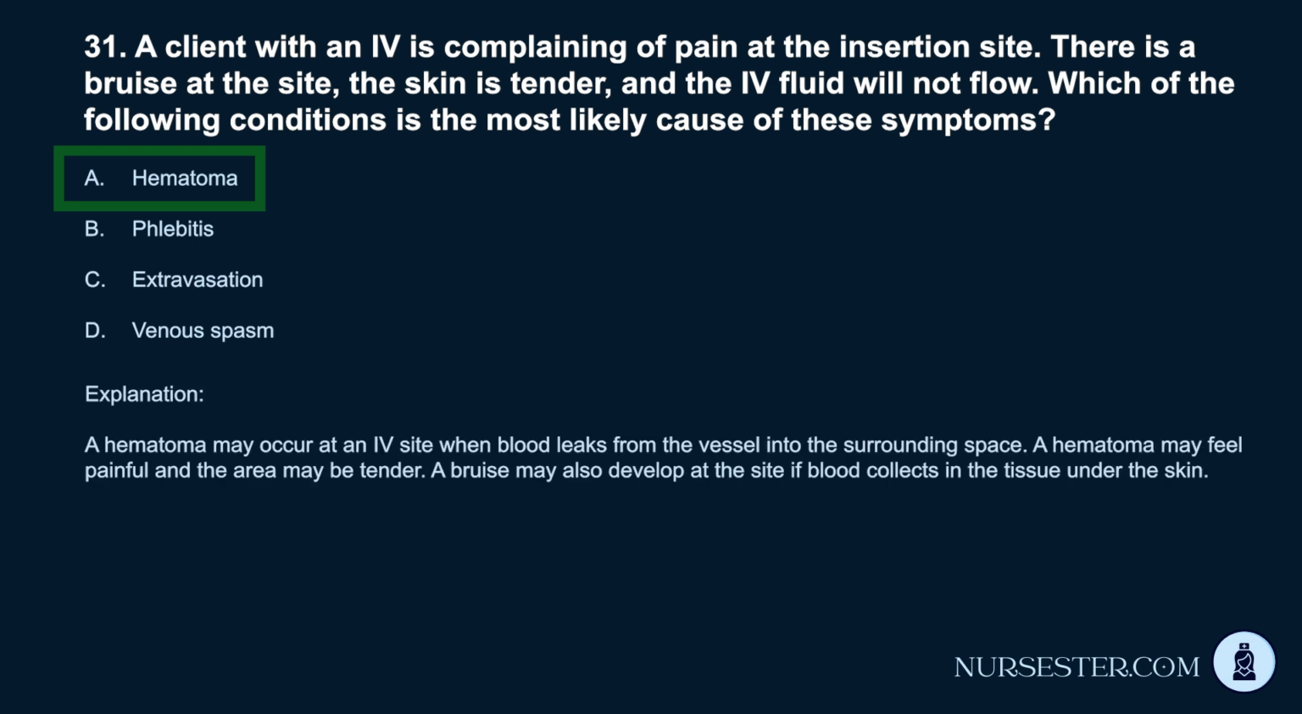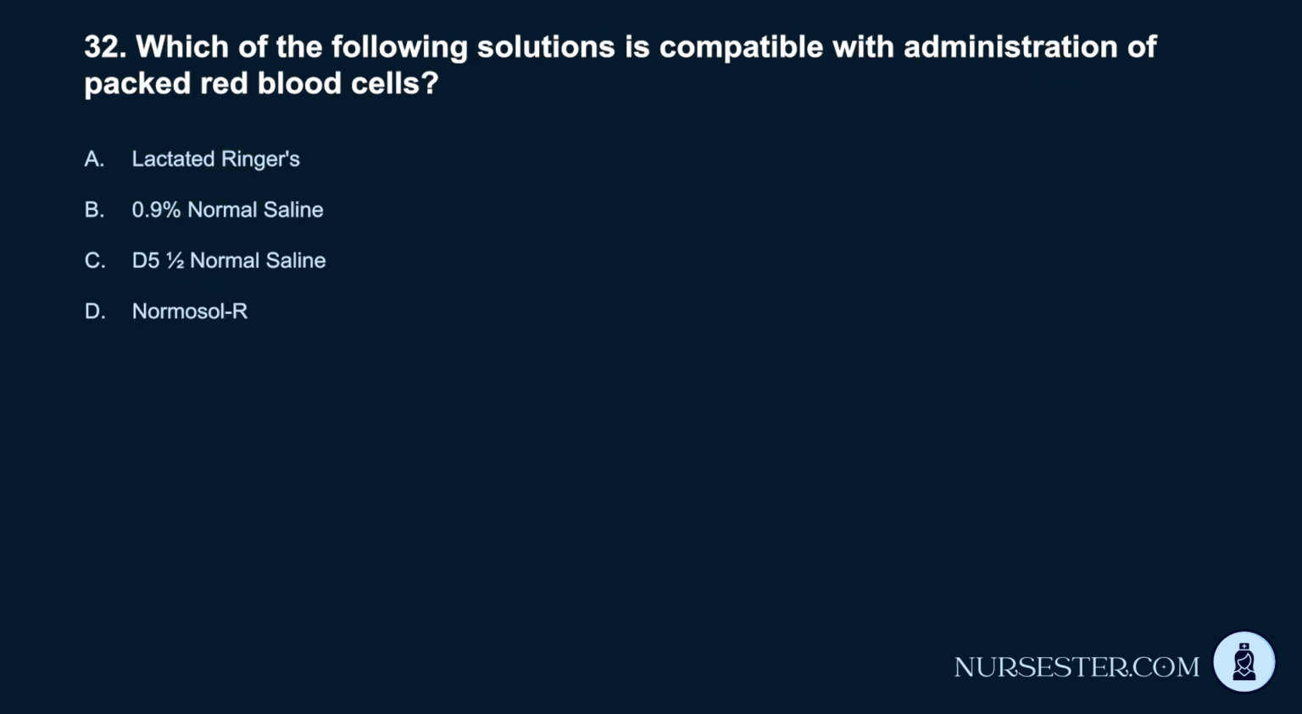Hematoma. A hematoma may occur at an IV site when blood leaks from the vessel into the surrounding space. A hematoma may feel painful and the area may be tender. A bruise may also develop at the site if blood collects in the tissue under the skin.